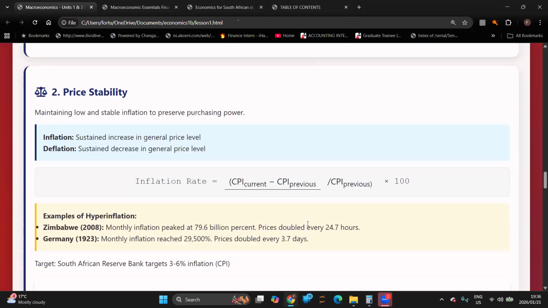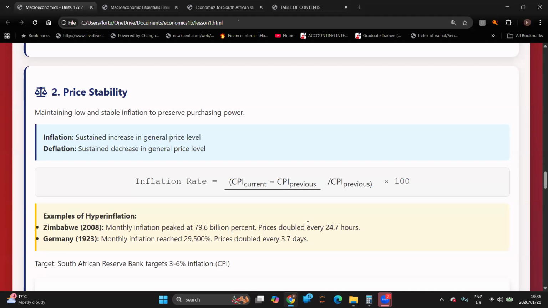Then secondly, we have price stability. So with price stability, we understand the importance of prices within a particular nation. So the prices reflect how much you can acquire a particular good or service within the goods market. So price stability is very, very important because, okay, let me just pose the question. Why is price stability important within a particular nation?